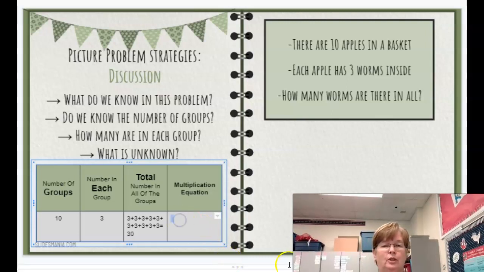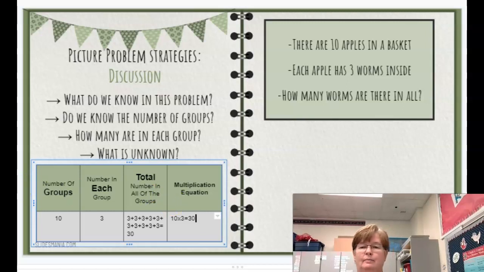What multiplication equation would I write? I'm going to write 10 groups of 3 equals, the last number I counted right here is 30, so that's our answer, 30. 10 groups of 3 equals 30.